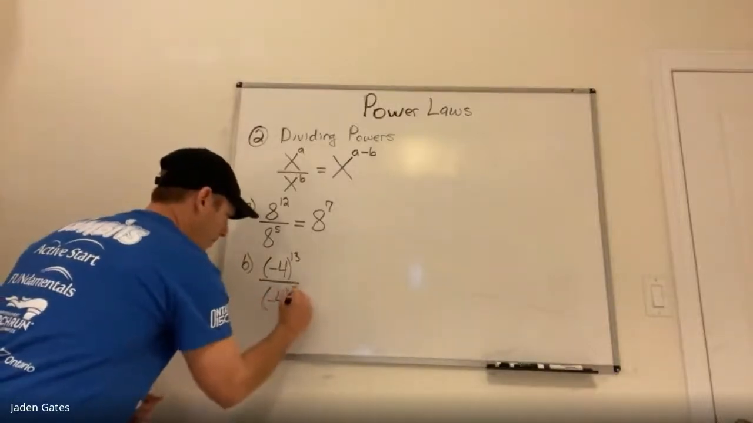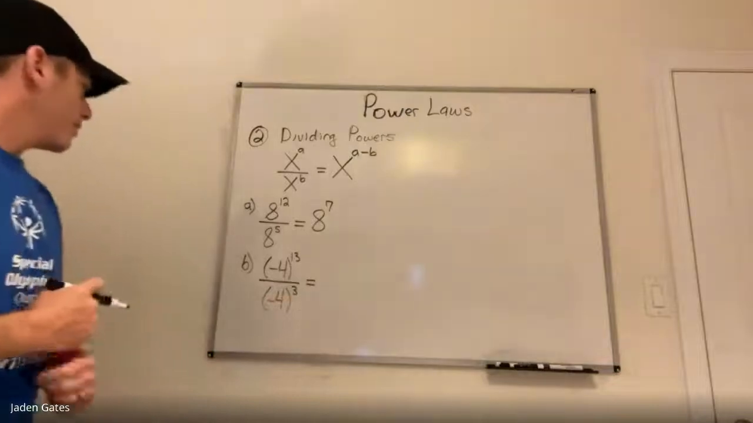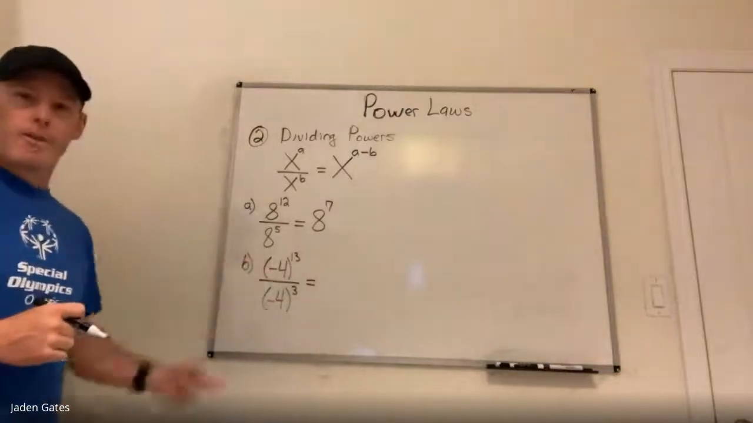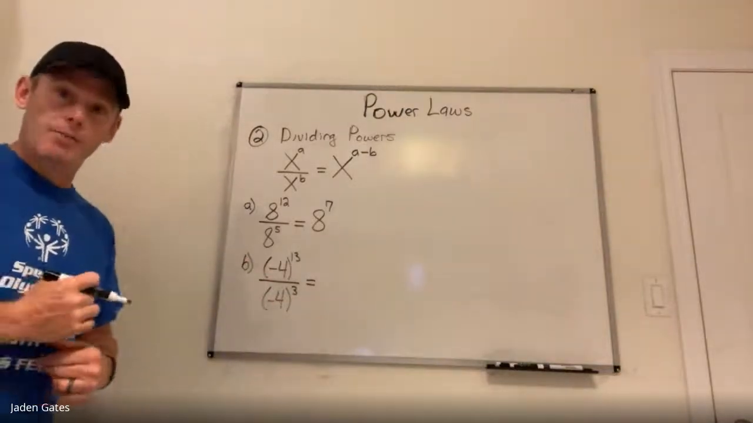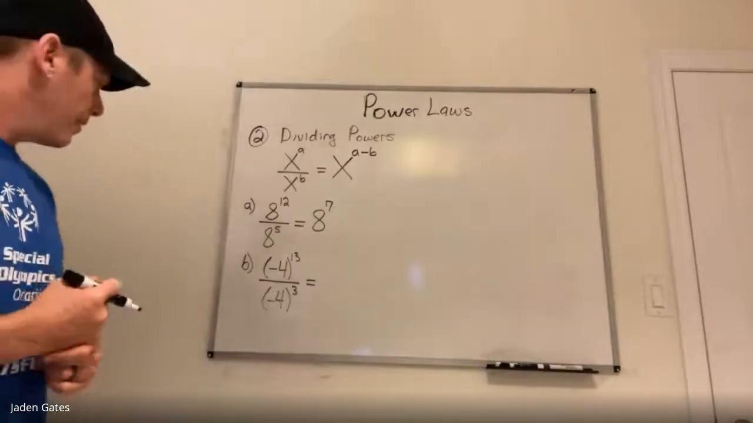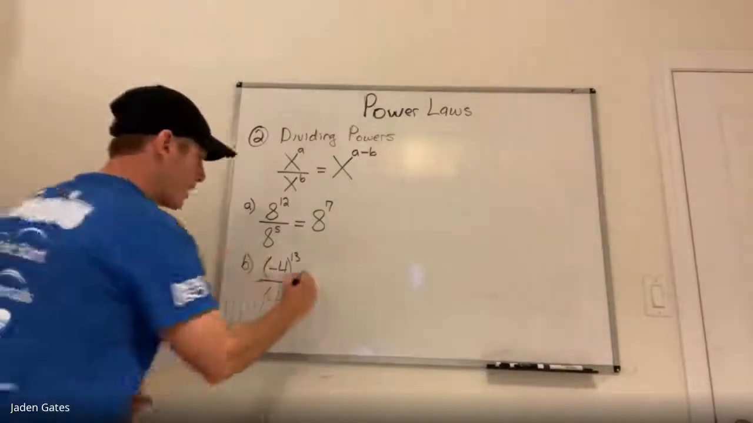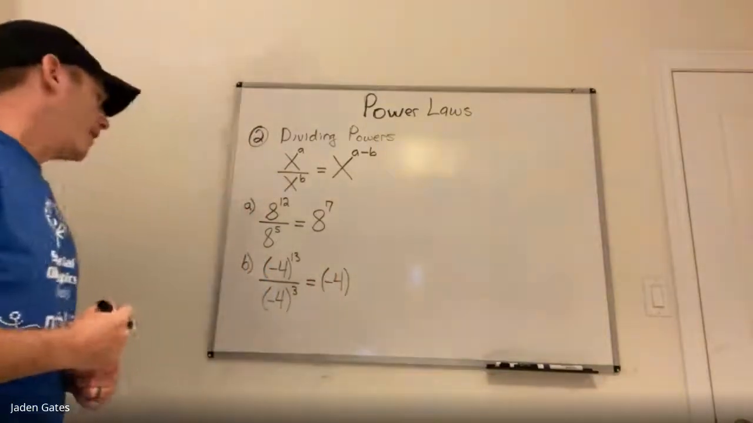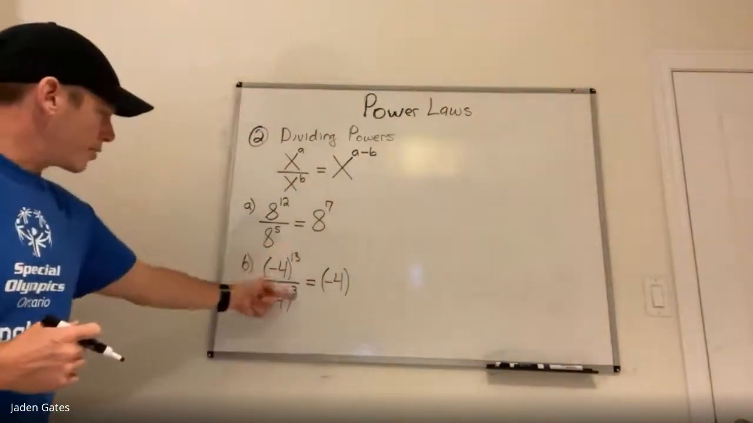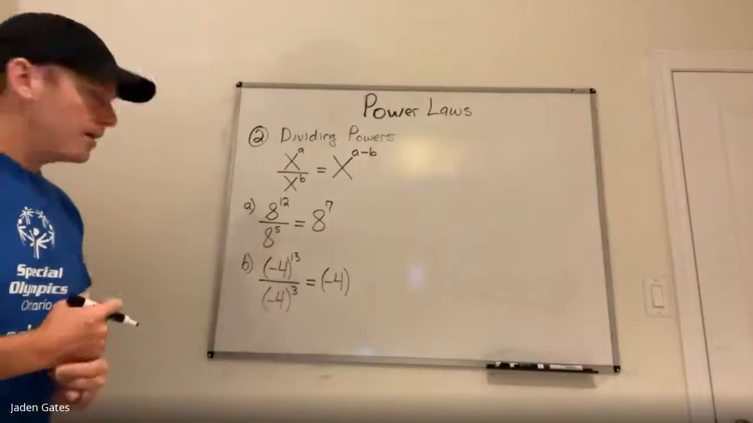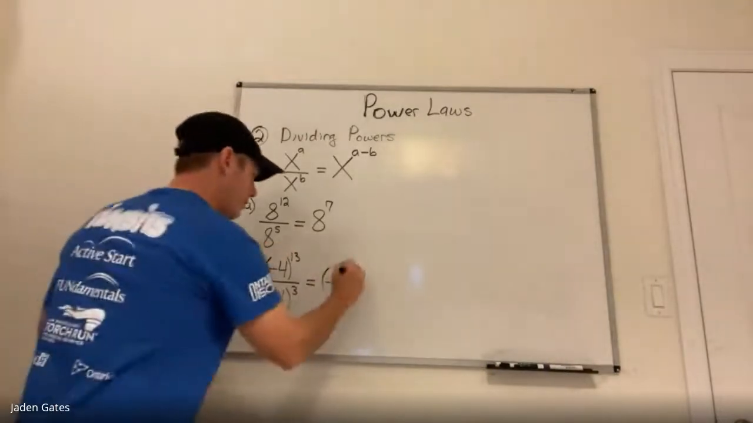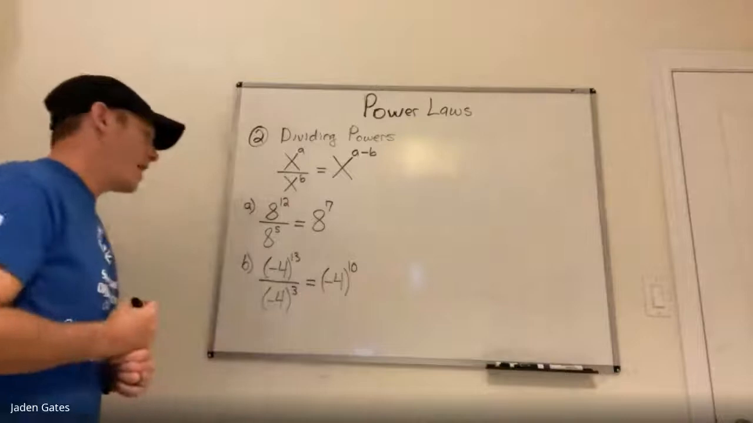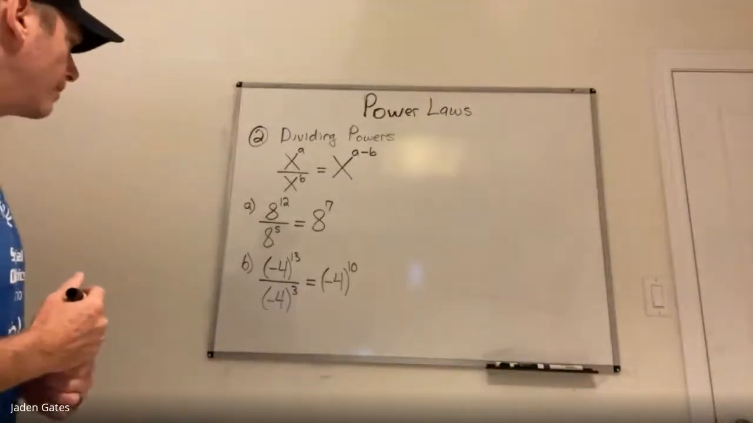All right, so this time we have a negative base, but it doesn't matter. We have two negative bases because they're the same, which we need to happen. So again, I keep my bases the same, so nothing happens to that negative sign. And then I subtract my exponents. So I have 13 minus 3. So I'm going to end up with negative 4 to the power of 10.